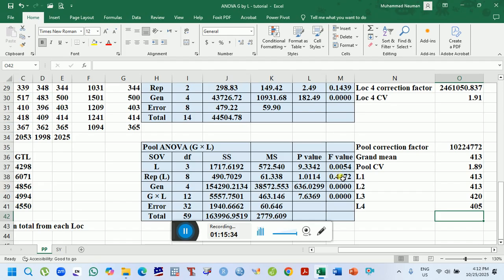And in a further lecture I will show you how to calculate the location least significant difference and genotype least significant difference from this pooled ANOVA. And in the next video, we will also calculate the heritability from this pooled ANOVA. It can be genotype by location or genotype by year. The calculation method will be the same for both.